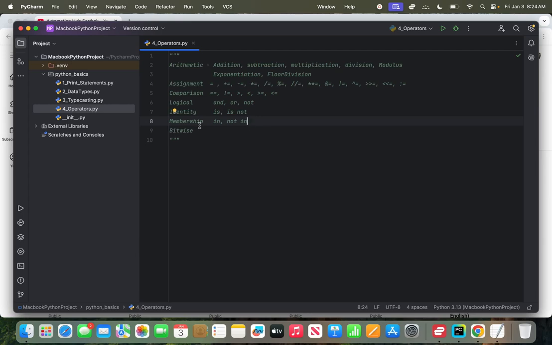Now bitwise operators: you have your ampersand, which is your AND operator. This one is your OR, this one is your XOR, this one is your NOT. There is one thing, this symbol is known as zero fill left shift. And then this one is signed right shift.